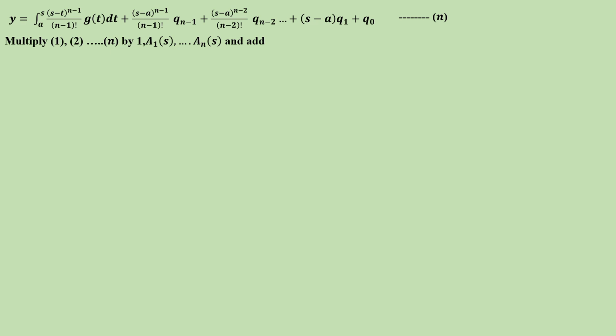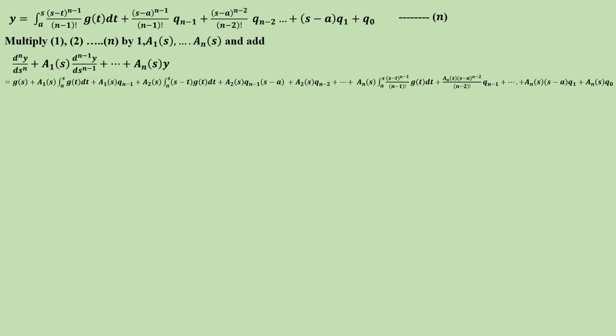Multiplying equations 1 to n by 1, a1(s), and so on up to an(s), and adding, we get d^n y/ds^n times 1 plus a1(s) d^(n-1)y/ds^(n-1) plus and so on plus an(s) y. That is equal to the right-hand side: g(s) plus a1(s) times the integral from a to s of g(t) dt plus a1(s) q_(n-1), plus a2(s) times the integral from a to s of (s minus t) g(t) dt plus a2(s) q_(n-1)(s minus a), and so on. Then the nth term: an(s) times the integral from a to s of (s minus t)^(n-1)/(n-1)! g(t) dt plus an(s)(s minus a)^(n-2)/(n-2)! q_(n-1), plus and so on, plus an(s)(s minus a) q_1 plus an(s) q_0.